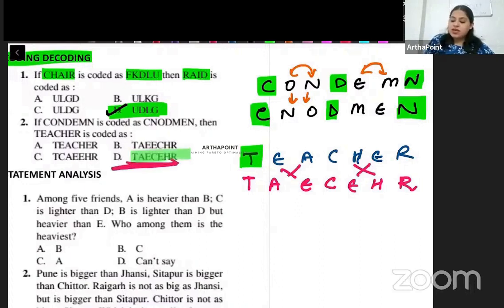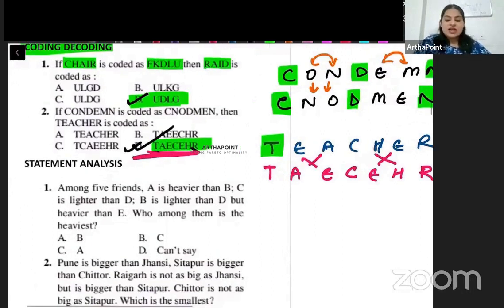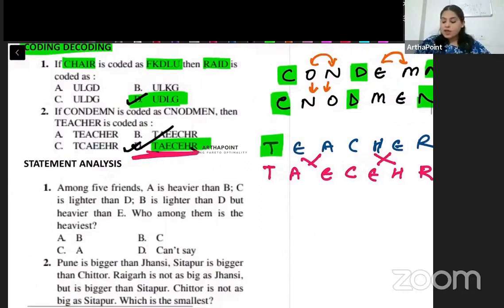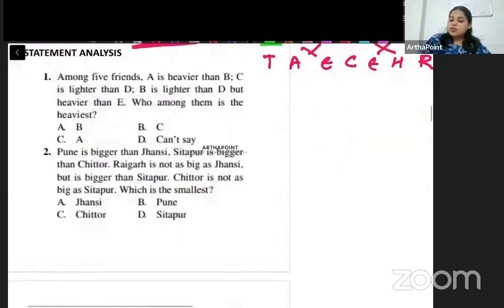So answer will be D. So the answer to this question is D, beta. That's the answer to this question. But the next kind of questions that will come in the exam is called statement analysis. Let us have a look at these.